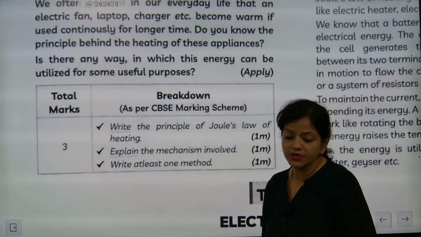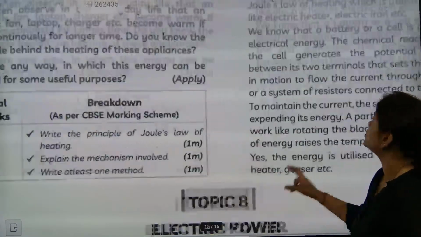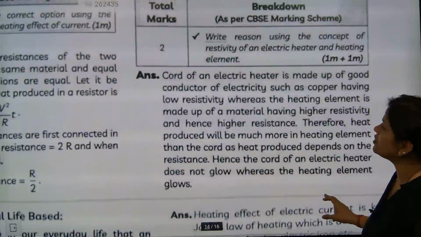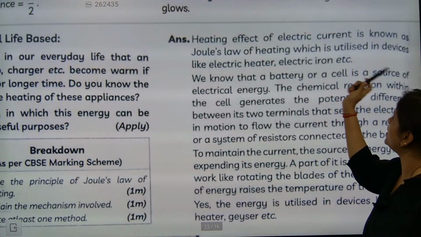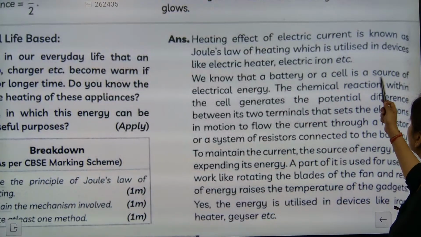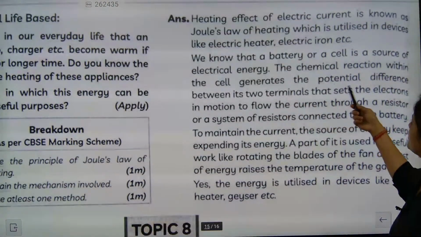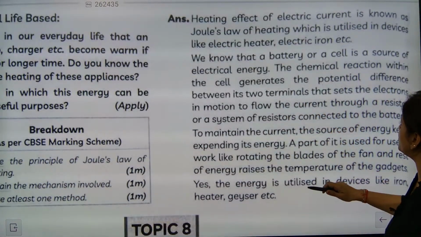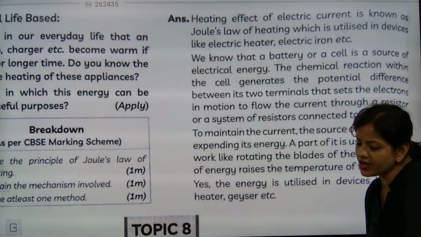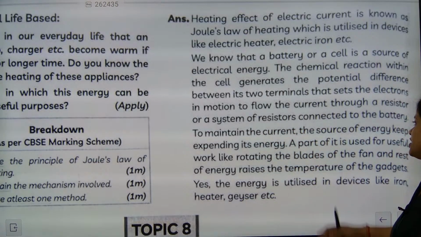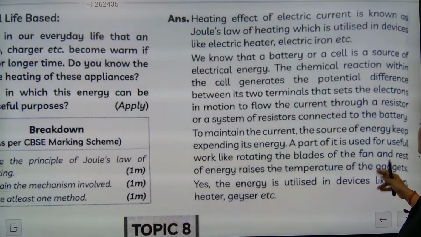Explain the mechanism in a formula, that is H = I²Rt, and give at least one method. So now let's see what answer they are going to give here. They are telling that the heating effect of electric current is known as Joule's law of heating effect. Now we know that a battery or a cell is the source of electrical energy. The chemical reaction in the cell generates the potential difference between its two terminals, and that sets the electrons in motion, and the movement of the electrons will be conducting. Yes, it is directly proportional. Apart from its use, you get work like rotating the blades of a fan and all.